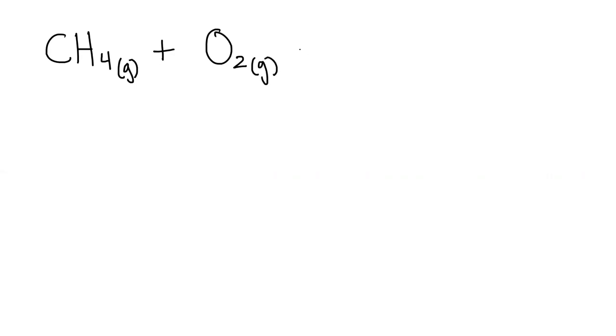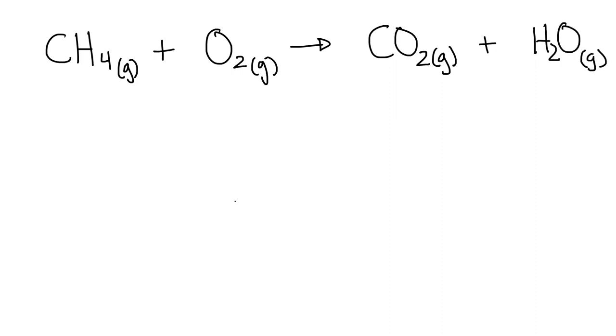So we have an equation like CH4 plus O2 gas. This is a combustion reaction of carbon tetrahydride with diatomic oxygen, and it'll produce carbon dioxide and water. Now, this is not a balanced equation, and that should be clear to you. We've got three oxygens on one side, two oxygens on the other, four hydrogens there, two hydrogens there.